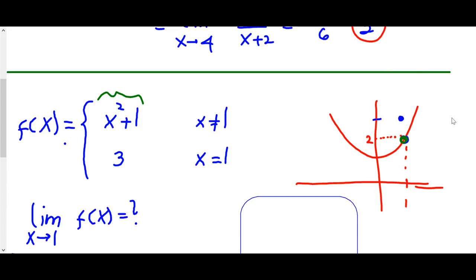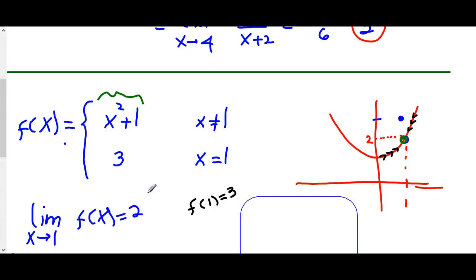So this function is not continuous at that point, but as you approach 1 from the left-hand side, and as you approach 1 from the right-hand side, where are the y values approaching? And the answer is 2. So if they had asked us what is the function value, what is f of 1? The answer is 3, but they did not ask us that. They said, what is the limit as x approaches 1? And there, the answer is 2.